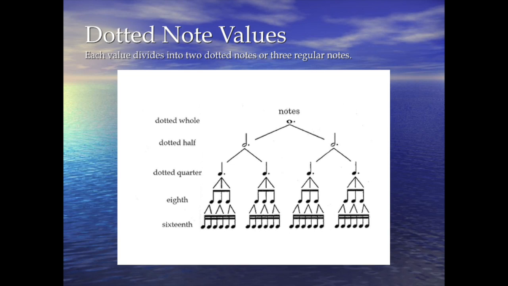So dotted values, if you do divide a dotted value in half, like a dotted whole note divides into 2 dotted half notes, you can think of it that way, or a dotted whole note divides into 3 regular half notes. A dotted half note can divide into 2 dotted quarter notes. It can also divide into 3 regular quarter notes, and so forth.